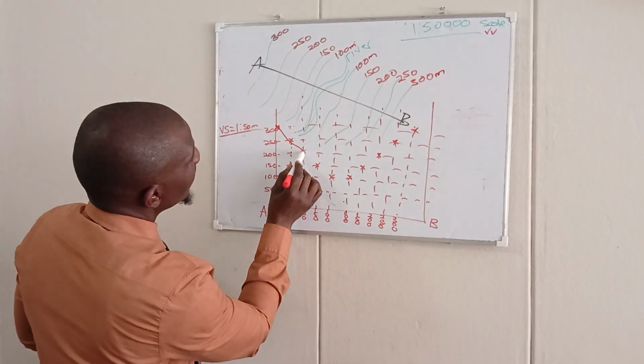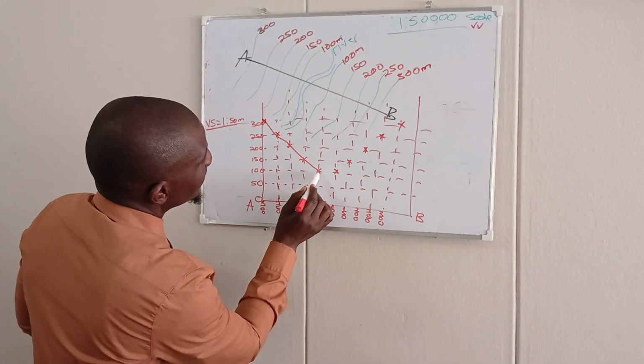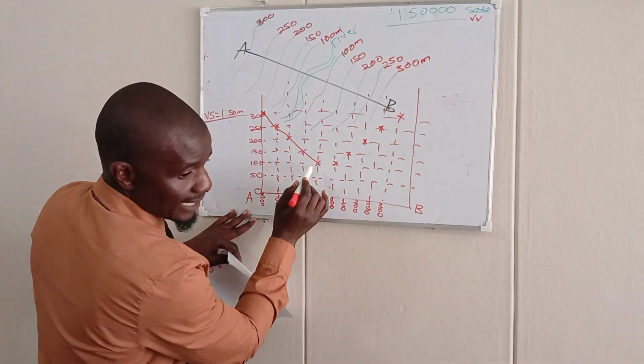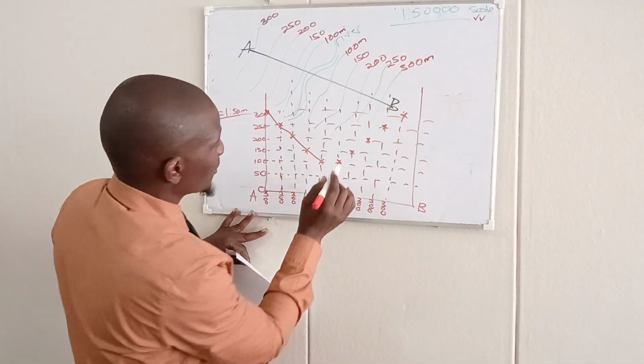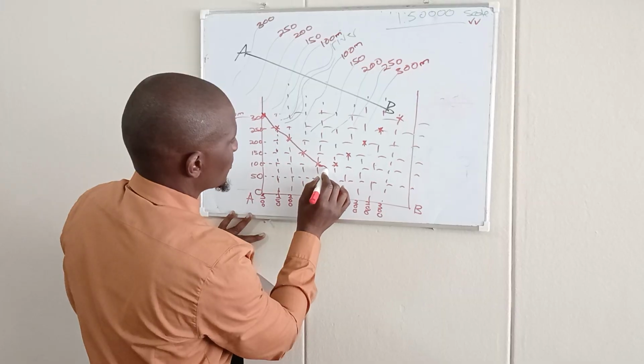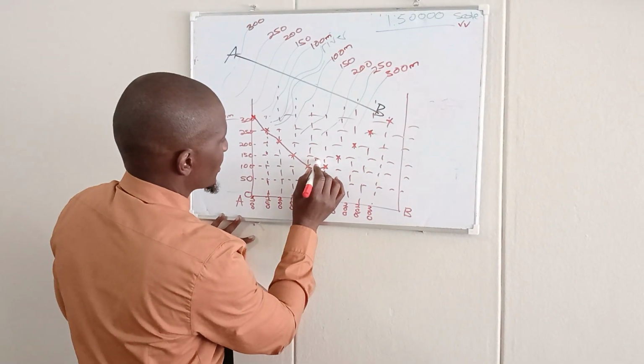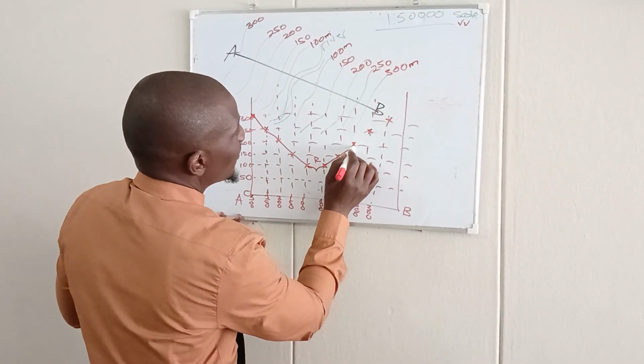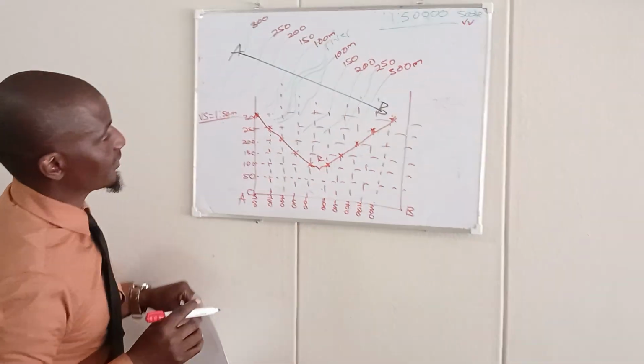Starting from here, I'm connecting now. Then here, I'm going to show that there is a river. I'm just going to show it like this. I'll just say R here. Then I go upwards until I reach there.